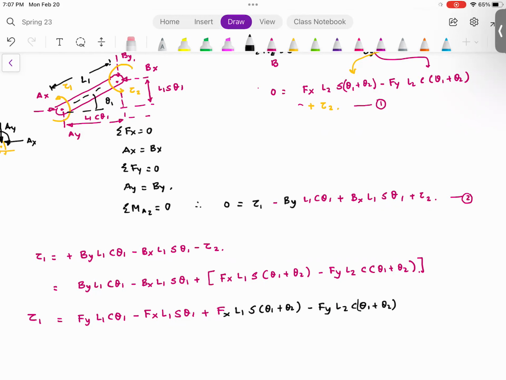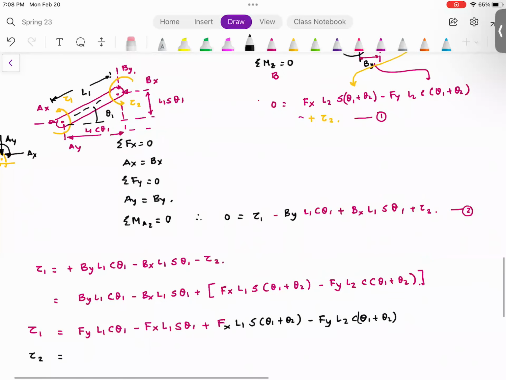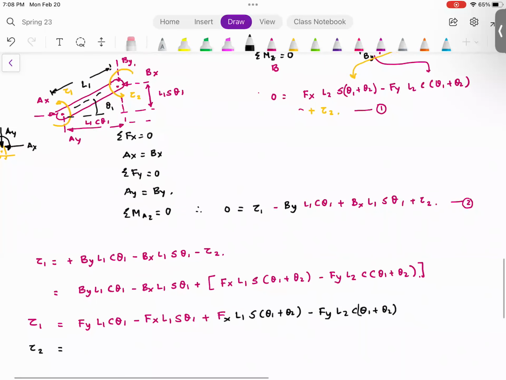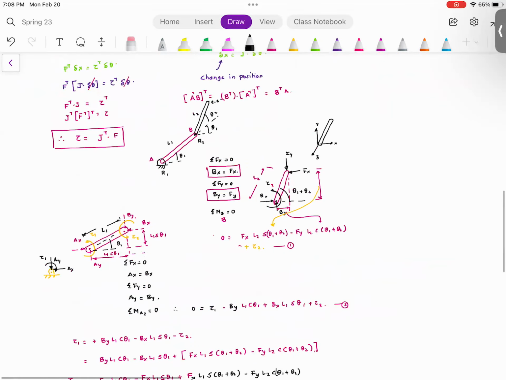And I'm going to write the second equation, which is for tau 2. We know the equation for tau 2 from here is minus Fx L2 sine(theta 1 plus theta 2) and plus Fy L2 cosine(theta 1 plus theta 2). So what did I do? I want to explain this step by step.